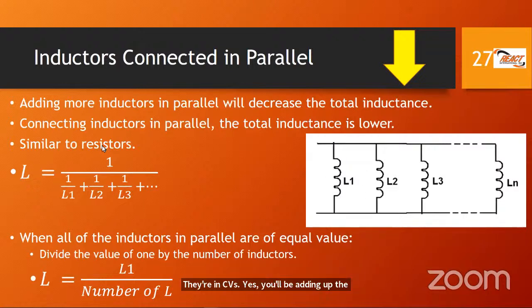So similar to the resistor formula, L is equal to 1 all over 1 over L1 plus 1 over L2 plus 1 over L3 and so on. So very similar to the resistance, instead of R, we have L. So this is the formula. And similarly, if all the inductors are the same value, you have a simplified version of the formula, which is the total inductance L total is equal to L1, any one of the values of the inductors, divided by the number of inductors. So if you had 3 inductors, this denominator here will be 3. If you had 2 inductors, it will be 2 and so on.